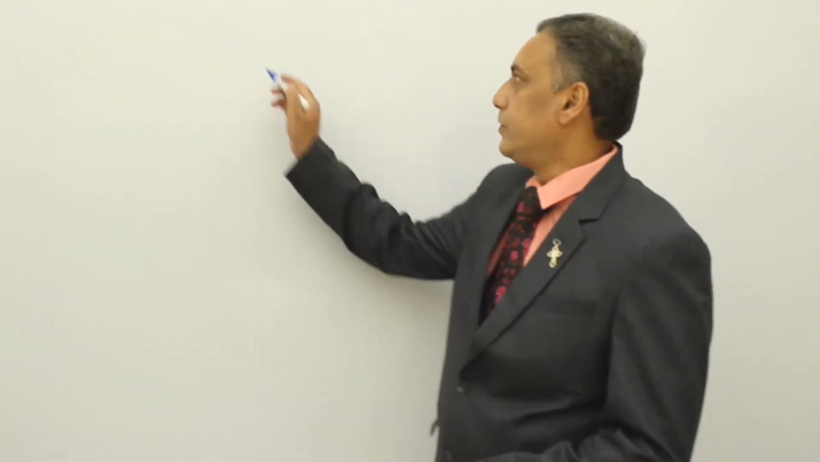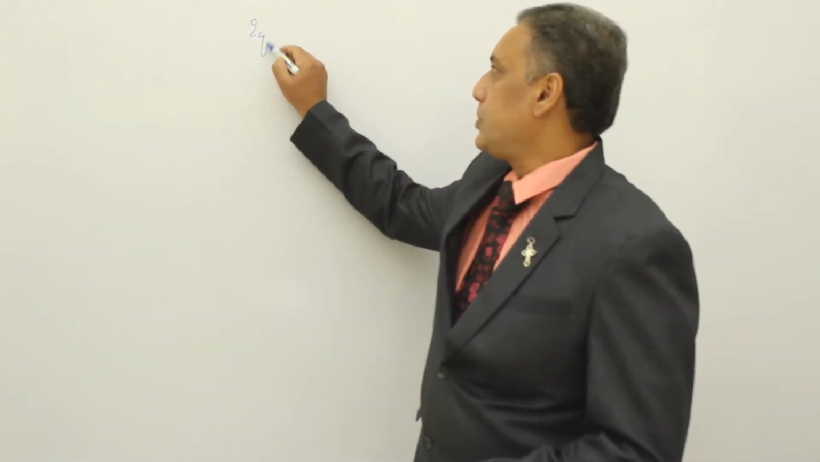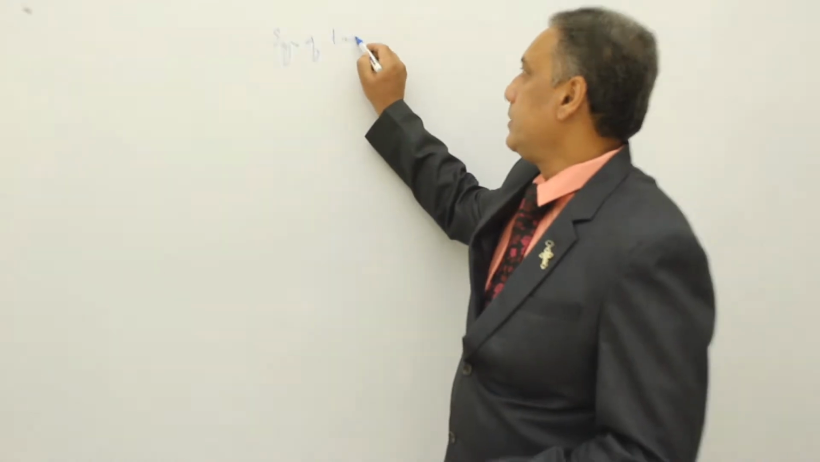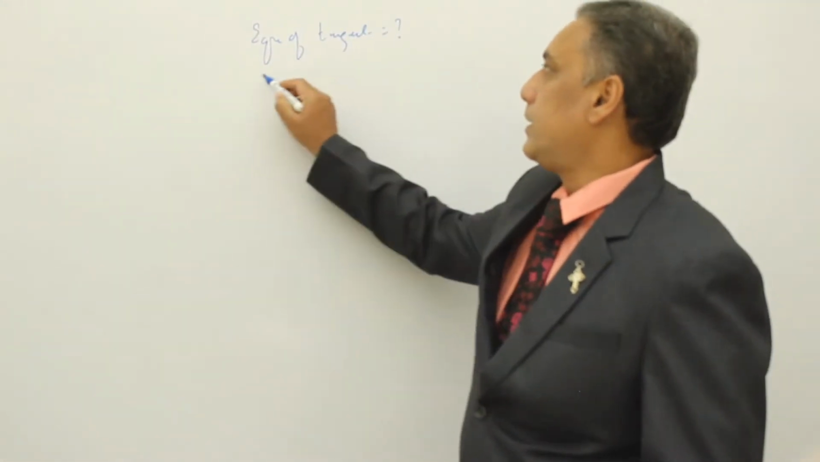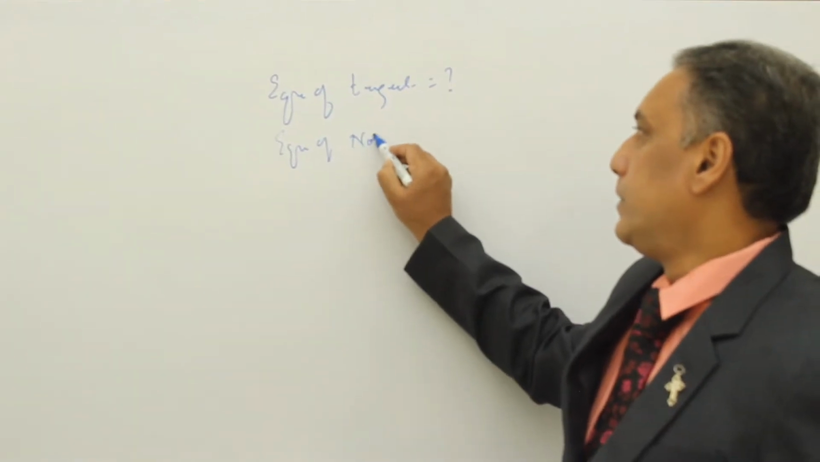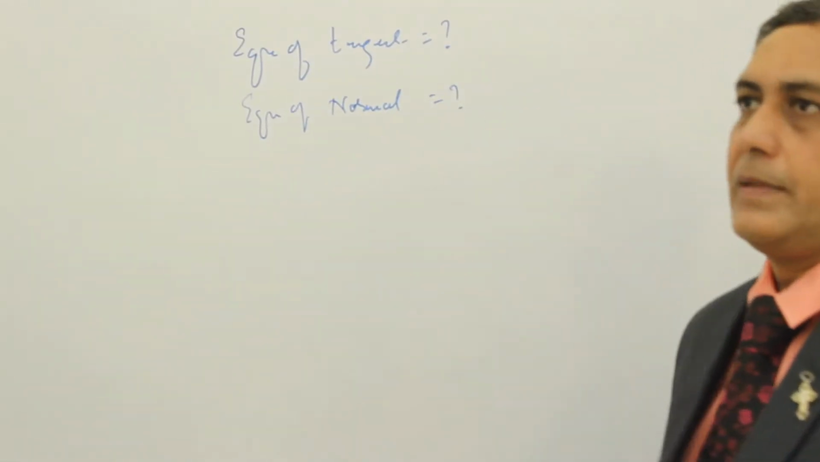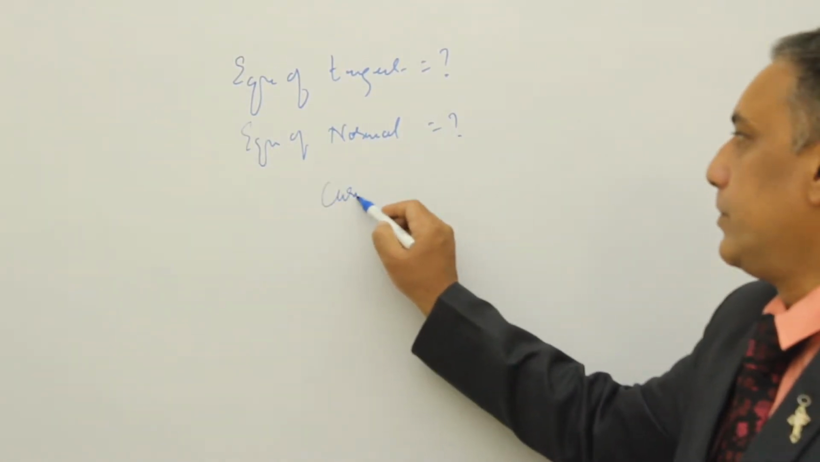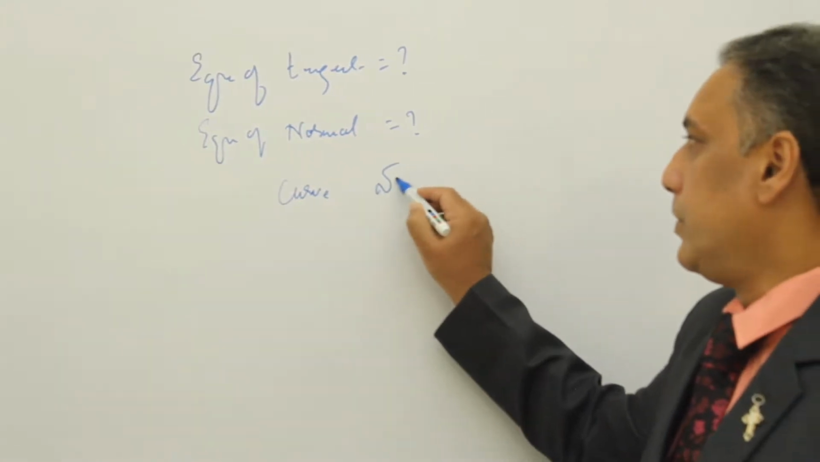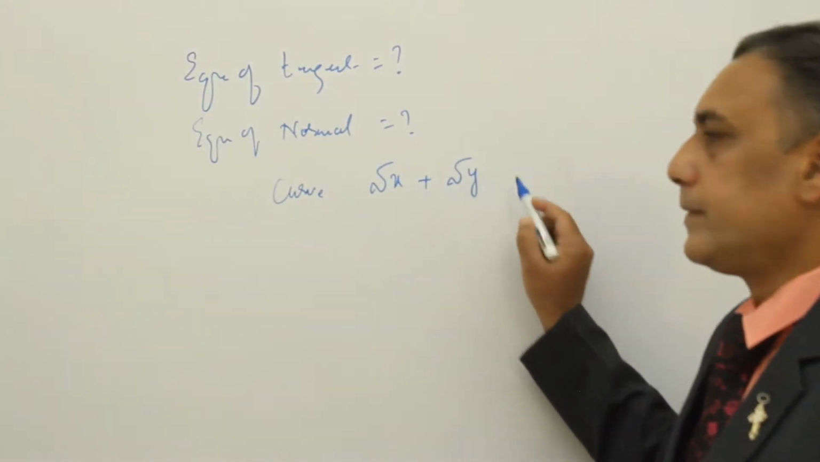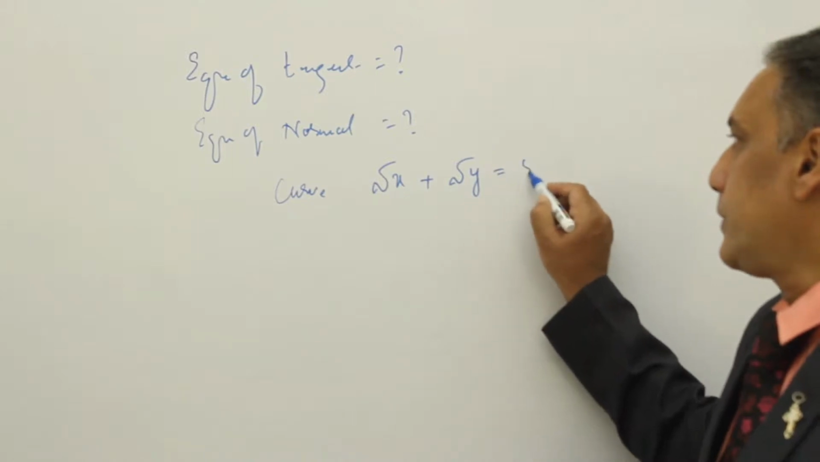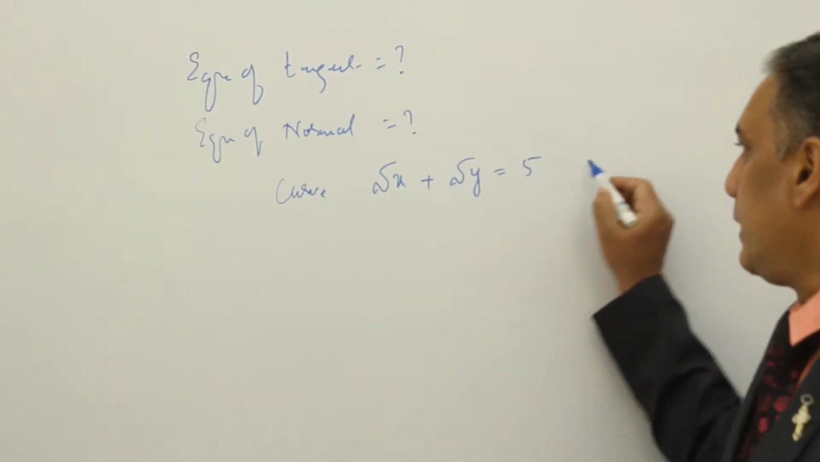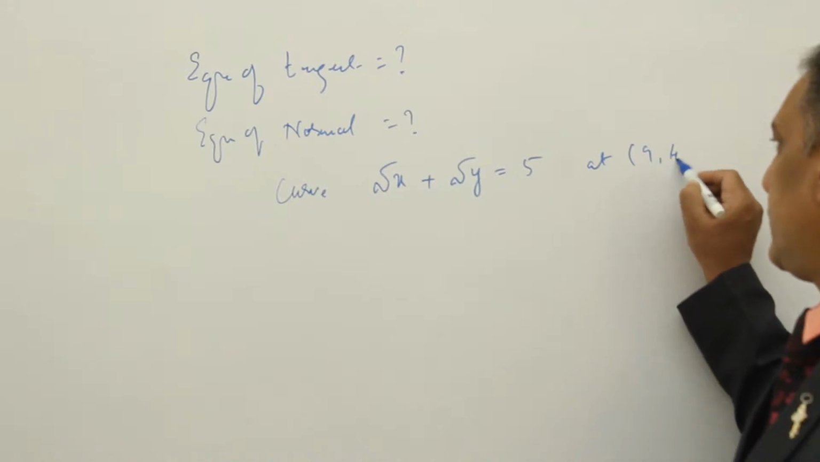So let's solve example 2. One of you call out the question. Find the equation of the tangent and the normal. Equation of tangent equals question mark. Equation of normal equals question mark. At the curve, the equation of the curve is root over x plus root over y equals 5, at the point 9, 4.